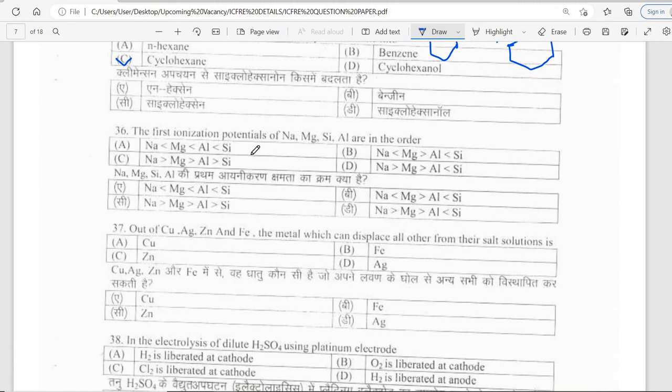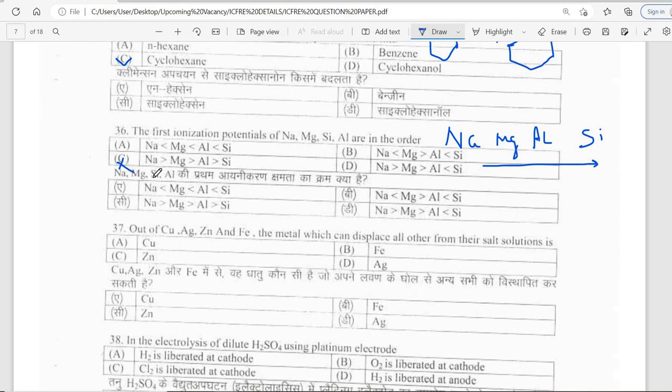The first ionization potential of sodium, magnesium, silicon, aluminium are in the order. Ionization potential value increases from left to right when you move from sodium to magnesium and then aluminium and then silicon. So ionization potential value simply increases left to right. Silicon has the highest ionization potential value. So options B, D and E are correct. Option C is not correct.